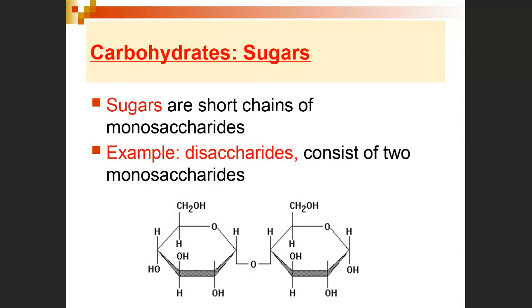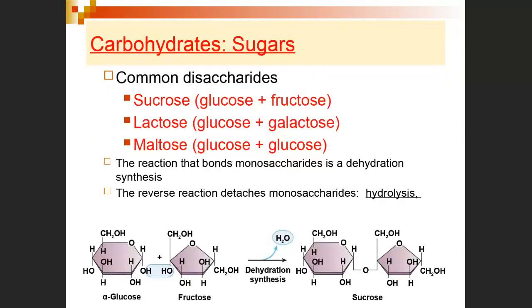Two monosaccharides come together to make a disaccharide. Common disaccharides: sucrose, which is table sugar made of glucose and fructose; lactose, which is the sugar in milk made of glucose and galactose; maltose, which is made of glucose and glucose. Okay, so know these and know what they're made of.